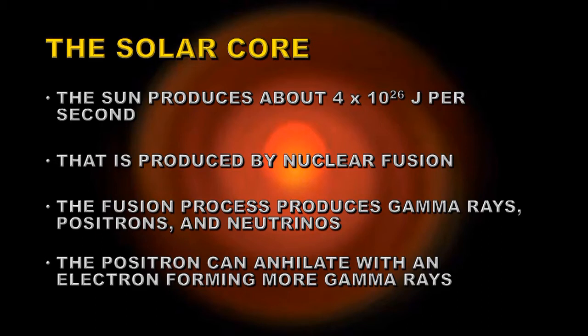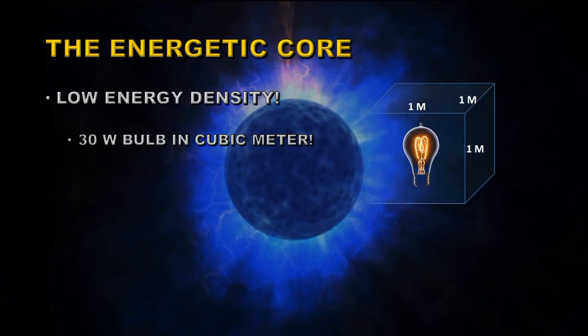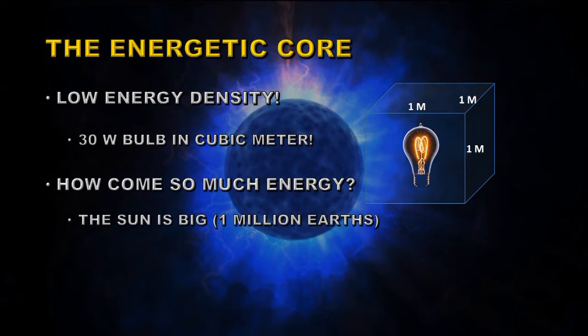The interesting thing about the energetic core of the sun is that the energy density there is relatively low. If you took a cubic meter at the core of the sun, the amount of energy being produced by it is about that equivalent to a 30-watt light bulb. So how come you get so much energy from the sun? Well, the sun is very big. Over 1 million Earths would fit inside it. The core being 10% of the radius of the sun means that there would be about 1,000 Earths that would fit inside the core. So we've got a large volume producing a small amount of energy, which sums to a large amount of energy.